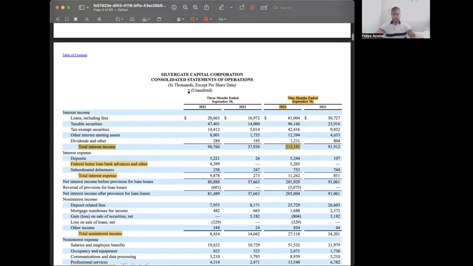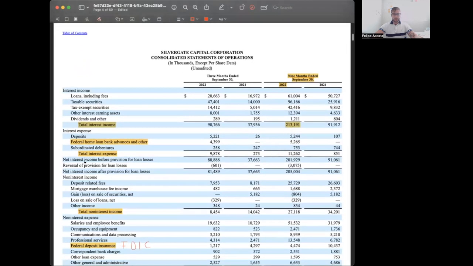So here you have total interest income. It seems like they're even making money in terms of interest.